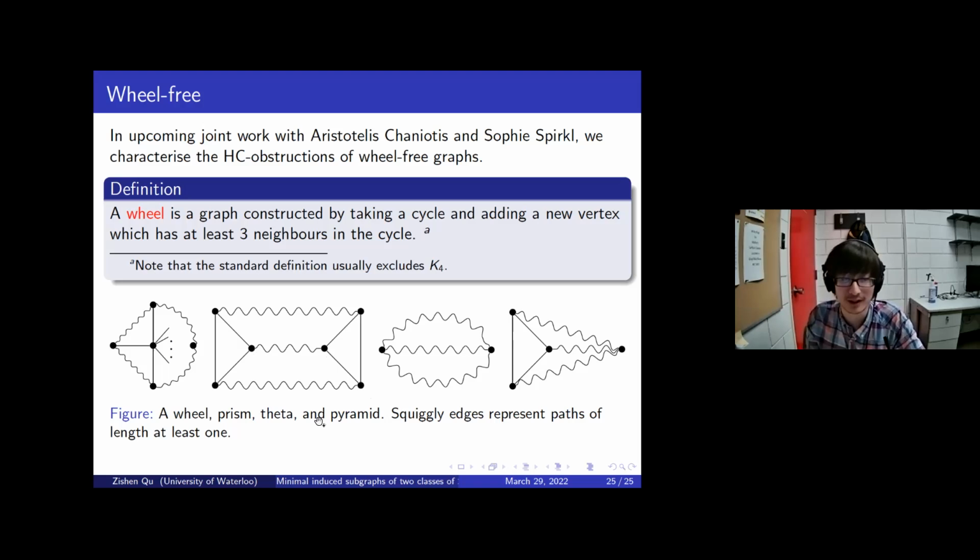This will probably appear later. So that's it. This is the idea of what we're trying to accomplish: that we're trying to find all of the HC obstructions of two-connected graphs in general. That's really hard, so we just did it for two classes instead. Thanks for listening to my talk.